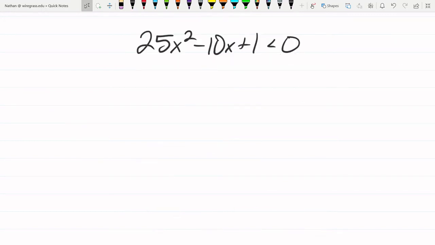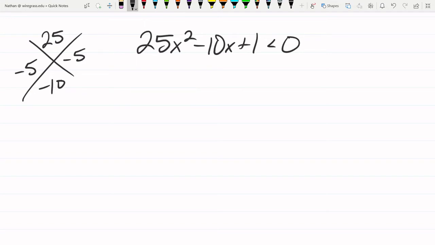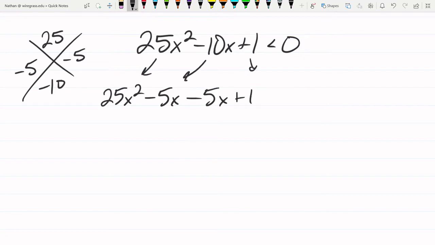All right, this one's already solved for 0, so we can just go ahead and factor this thing. We have a times c is 25 times 1, 25, and b is -10. Two numbers that multiply to give 25, add to give -10. That's just -5 and -5. A is not 1 here, so let's do the whole AC process: -5x minus 5x, and then plus 1. Of course, that's splitting up the -10 into those two numbers we found.